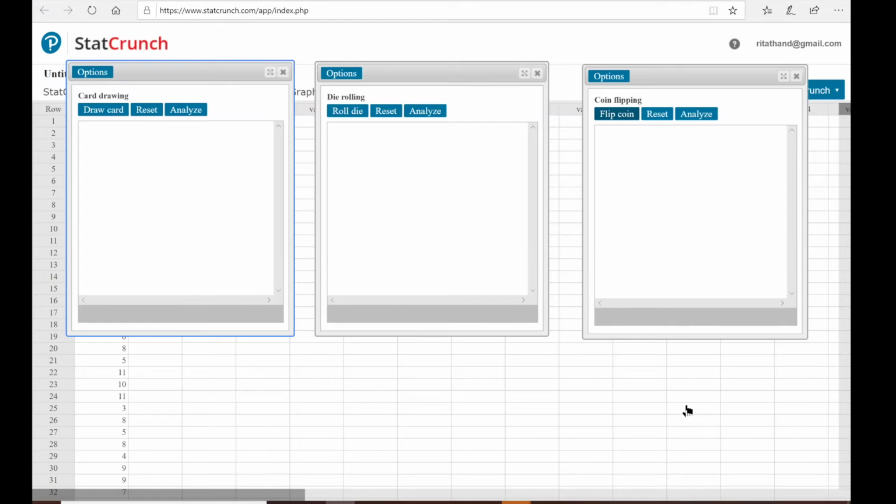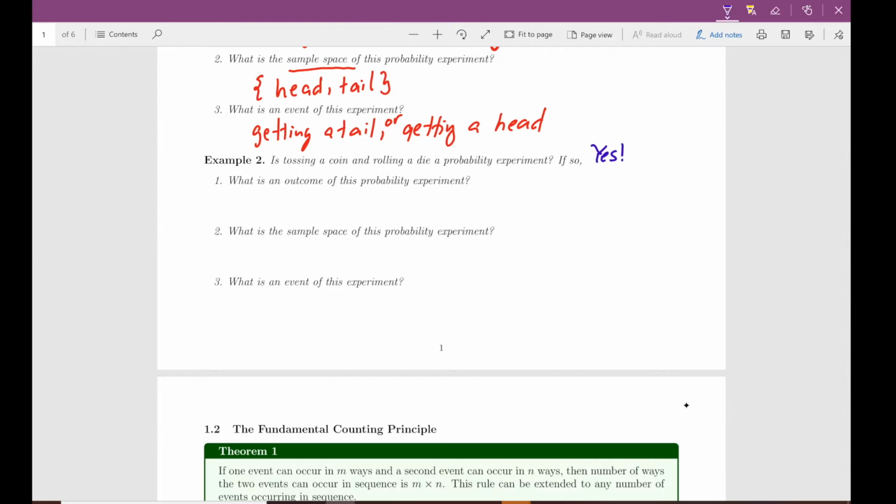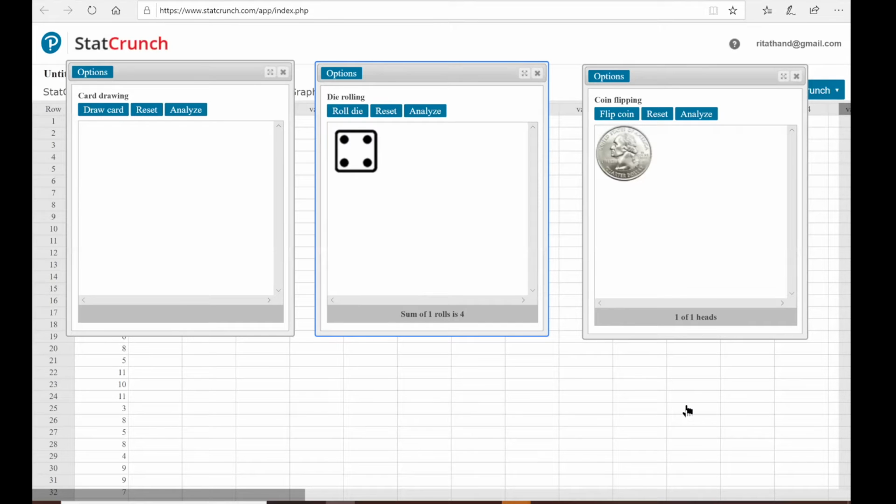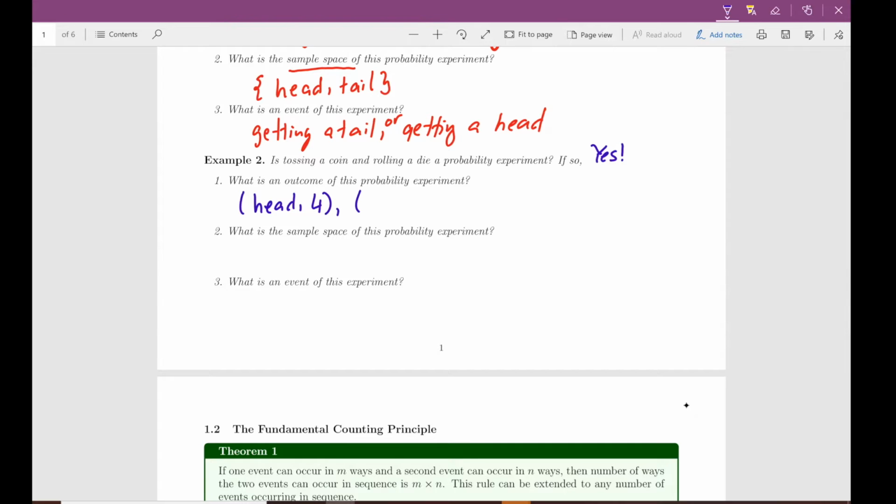Tossing a coin, right? And you roll a die. So getting a head and a 4 is an outcome of this probability experiment. Say, getting a head and a 4, right? Is there another outcome? Yes, for sure. So tossing a coin and rolling a die, now you get a tail and a 3. It's another possible outcome. A tail and a 3. So these are just two possible outcomes of this experiment, right? It's not all of them.